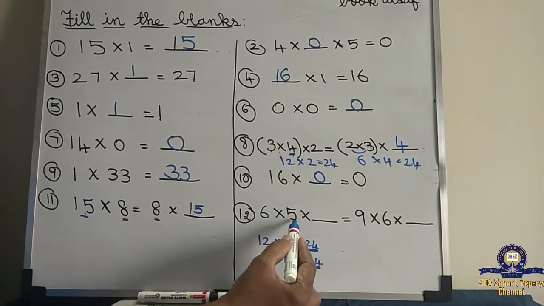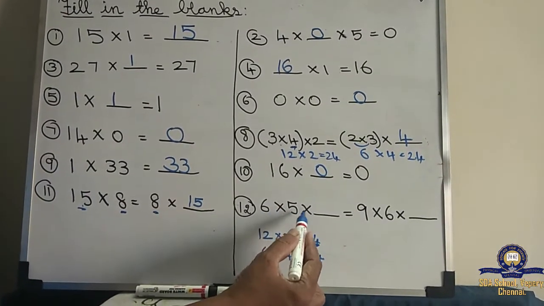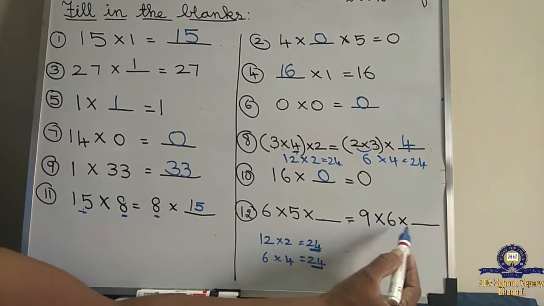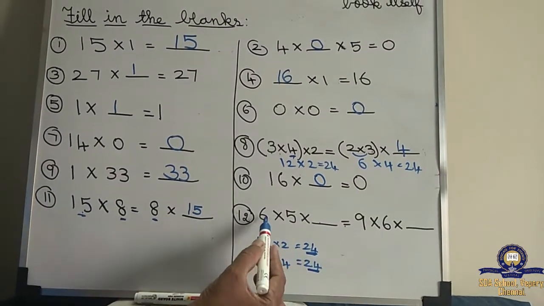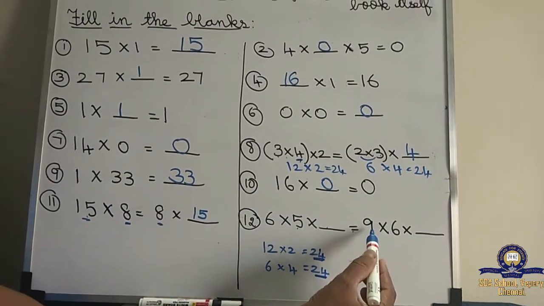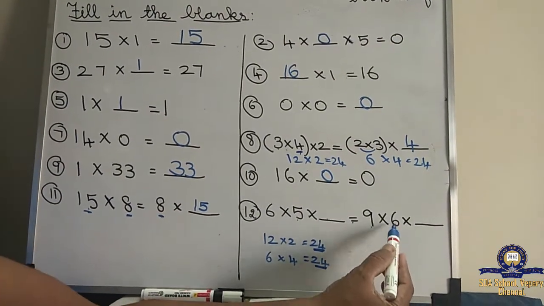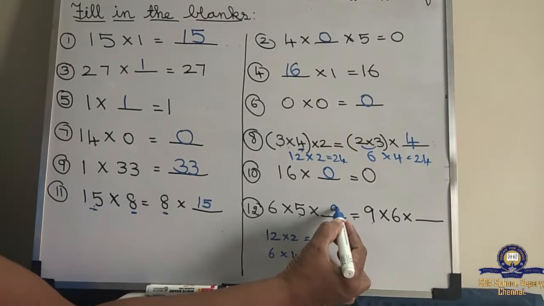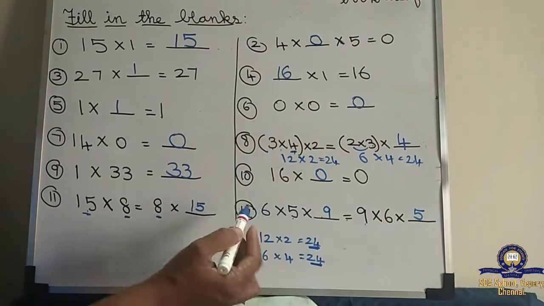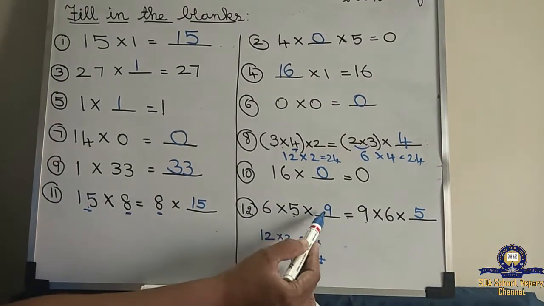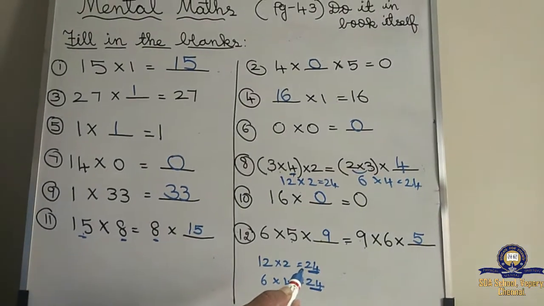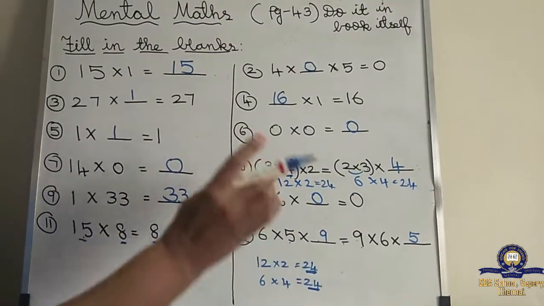Understood? Yes. 16 into 0 is equal to 0. Likewise, say 6 5s are how much? 6 into 5 into dash is equal to 9 into 6 into dash. See, here 6 is here, here 5 is here. But here what number is here? 9 is here and 6. So what you have to write? Here 9 is missing and here what number is missing? 5. Here 9, 6, 5. Understood, children? Okay, you should copy down in the maths book.